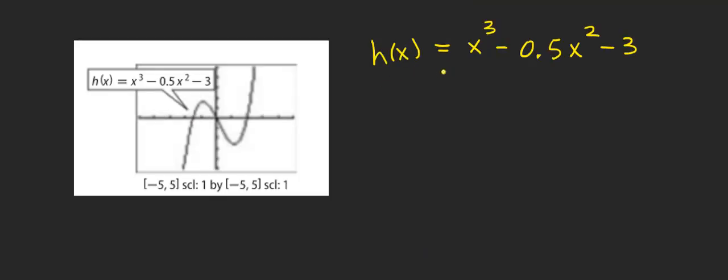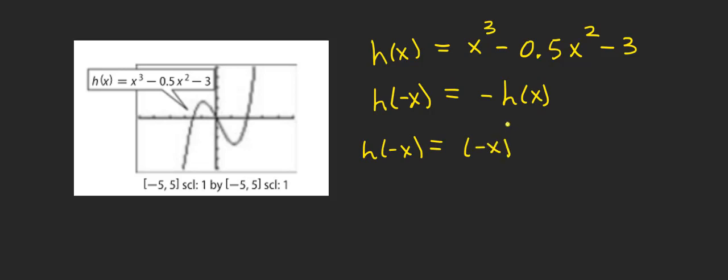And we got h of x equals x cubed minus 0.5 x squared minus 3. Now, is this an even or odd function? Well, when you graph this function using your graphing calculator, it looks like this is an odd function. But we have to double check algebraically. So if you put negative x instead of x, you need to get negative h of x. Let's see what happens. So let's plug in negative x instead of x.